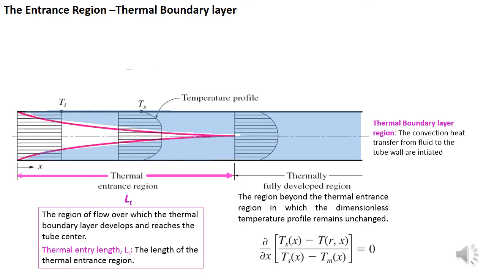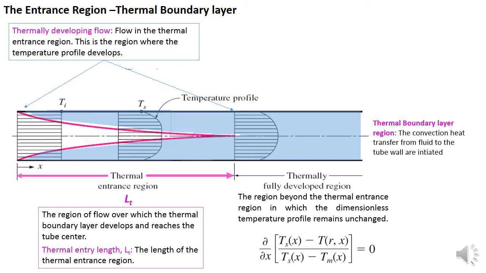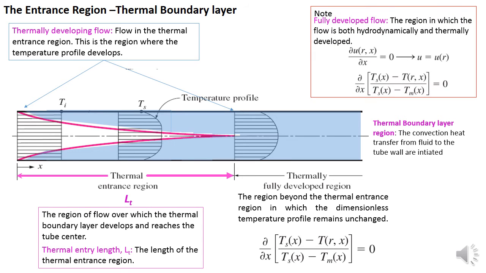The region that I shaded with blue color is called the thermal boundary layer region, where the convection heat transfer from the fluid to the tube wall is initiated. Thermally developing flow is flow in the thermal entrance region. This is the region where the temperature profile develops. And I put a note here.